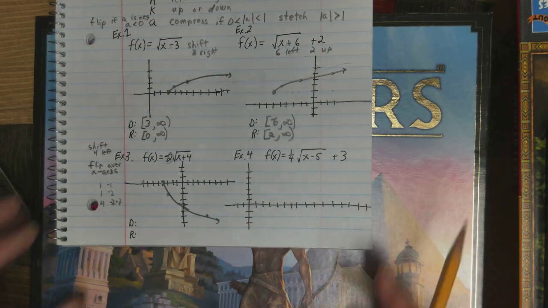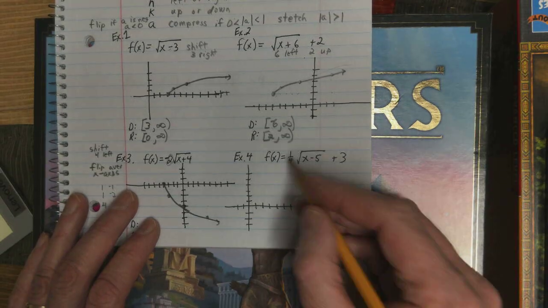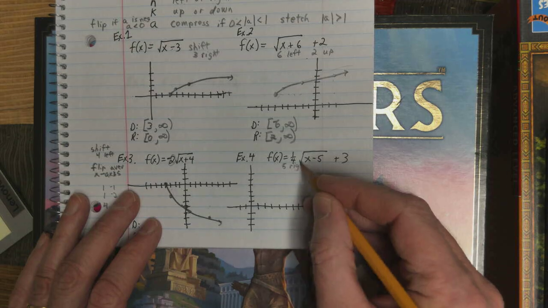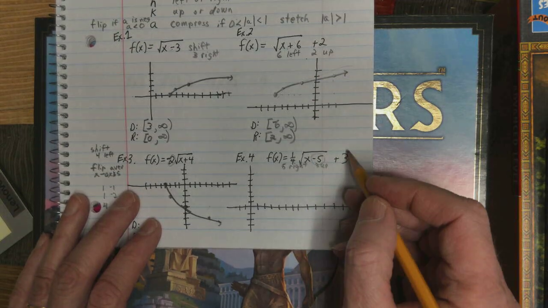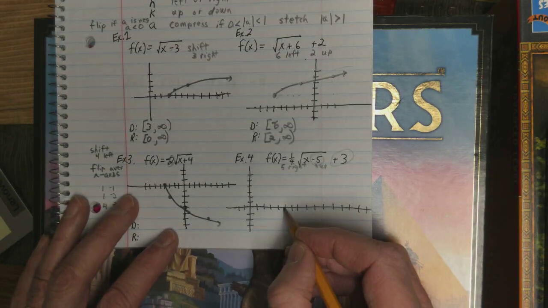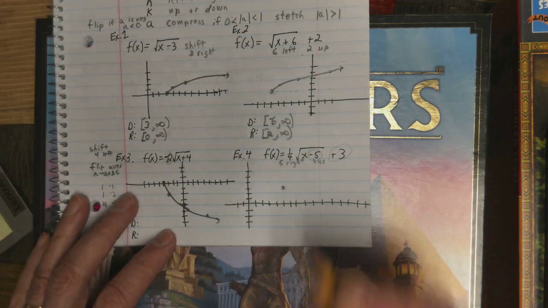And then I'm going to shift this one 5 units to the right and 3 units up. See if that makes sense. 5 units to the right, 3 units up. 1, 2, 3, 4, 5. 1, 2, 3. That's right there.